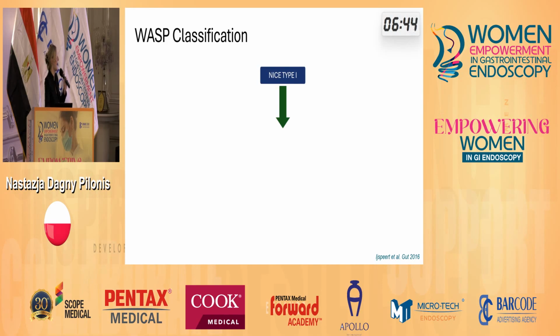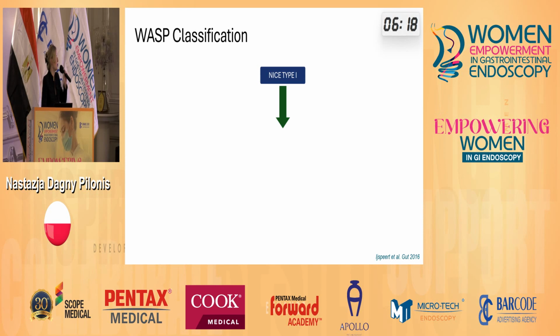I told you that it is very important to differentiate between hyperplastic polyps and sessile lesions, because sessile lesions are dangerous and have cancerous potential, while hyperplastic polyps we can actually leave in the colon. There is the WASP classification, which is very helpful to differentiate those two types of lesions, and I want to walk you through this.